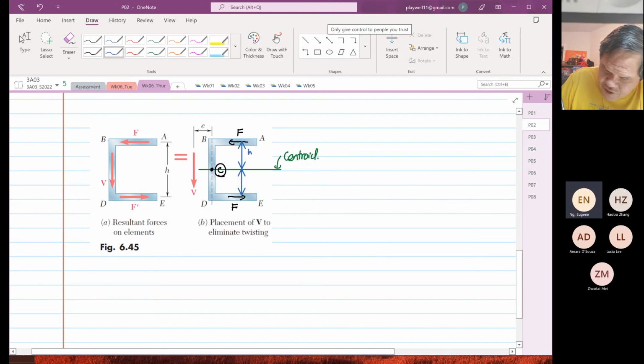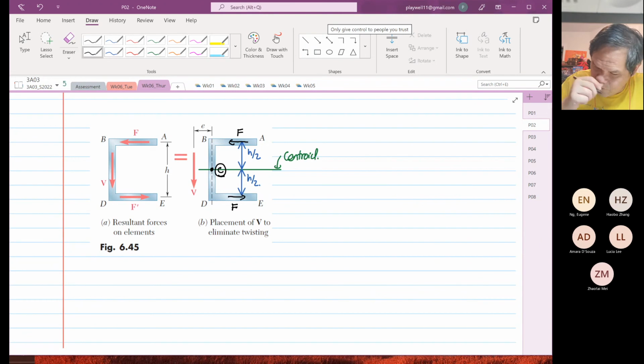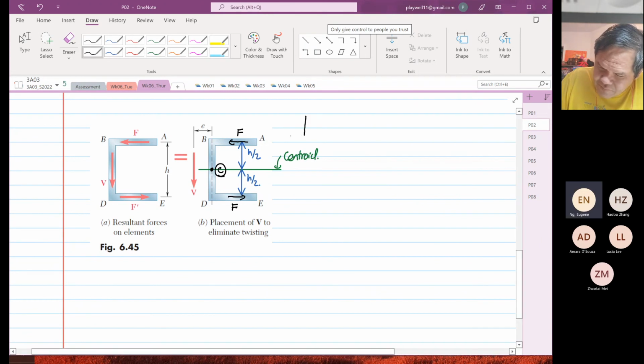So this distance is H over 2. If this is our transformation, this is our Y, this is our Z, this is rotation in the X. So we are going to take summation of moment in the X direction at point C, and the whole thing will be equal to 0.